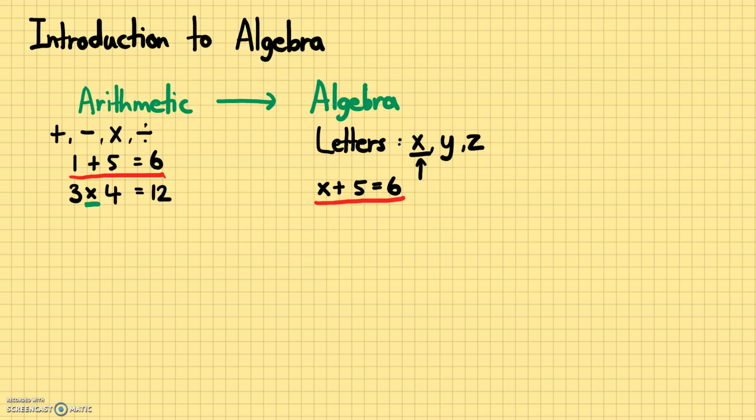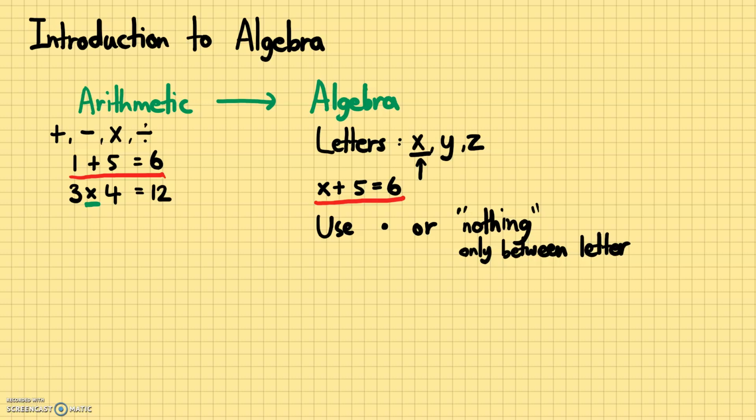So use a dot or nothing, but this nothing is only between a letter and a number. So use a dot or nothing to represent multiplication.